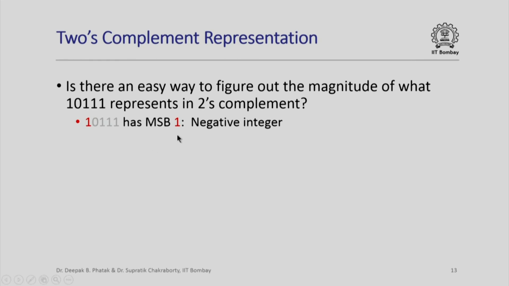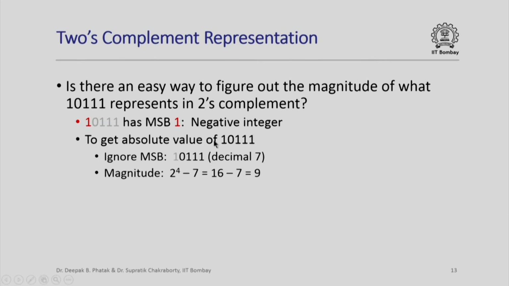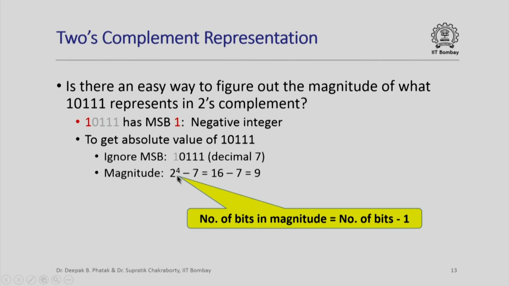Alternatively, we could also solve the same problem in the following way. The MSB is 1, so it is a negative integer. Now to get the absolute value of this, you ignore the MSB, so you get decimal 7, and then you subtract 7 from 2 raised to 4, in which case you get 9. Now where did this 2 raised to 4 come from? This is the number of bits in the magnitude. There are 4 bits in the magnitude, which is the total number of bits minus 1, because the total number of bits also has one sign bit. So in this case also the answer is minus 9.